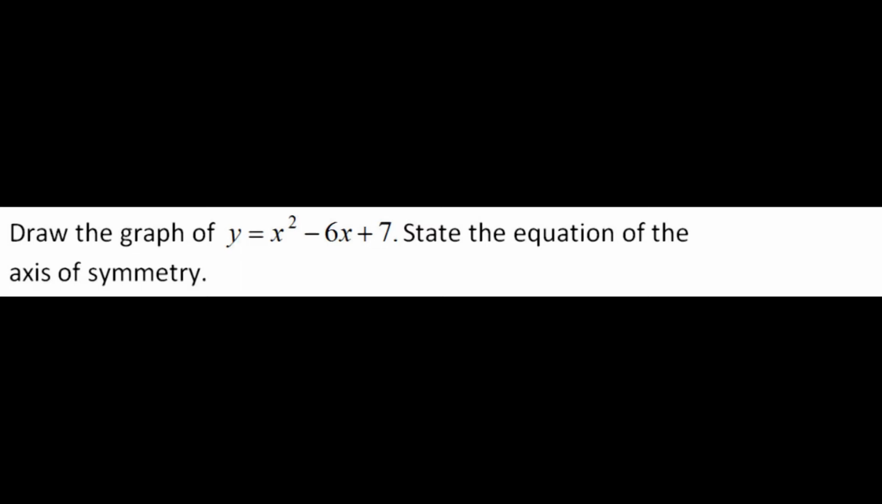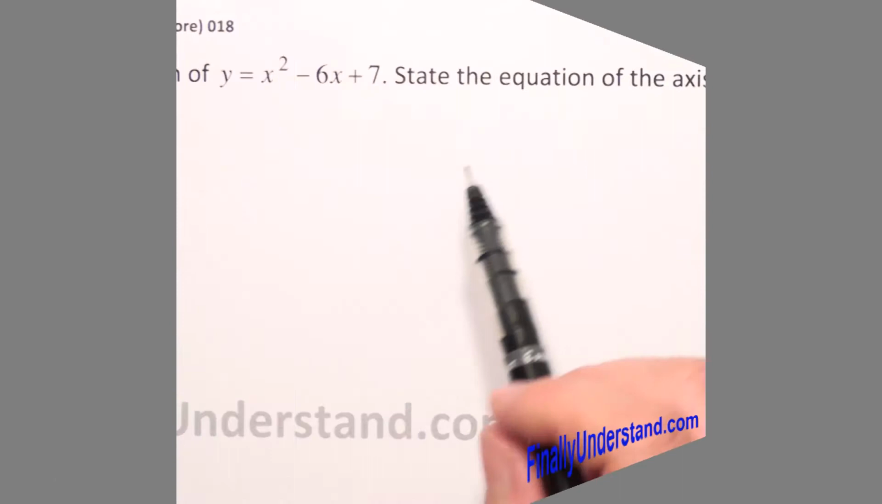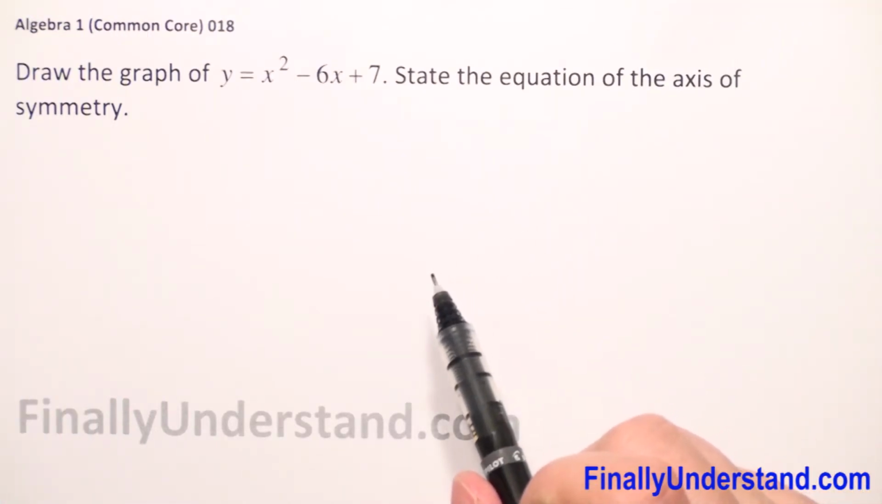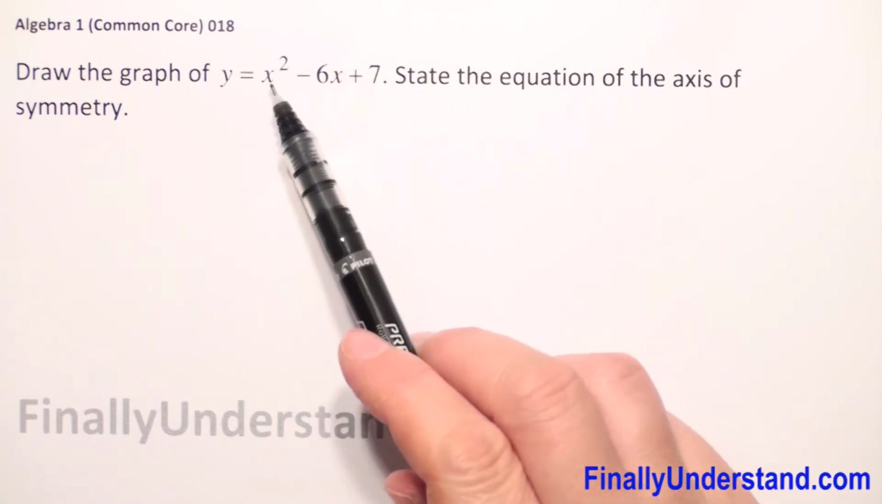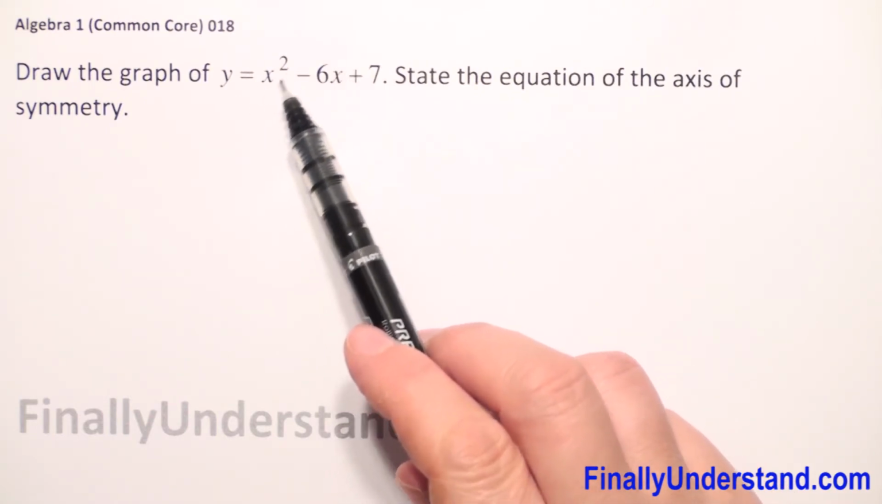Draw the graph y is equal x squared minus 6x plus 7. State the equation of the axis of symmetry. So first we have to draw this function. We have x to second power, so this is a quadratic function.